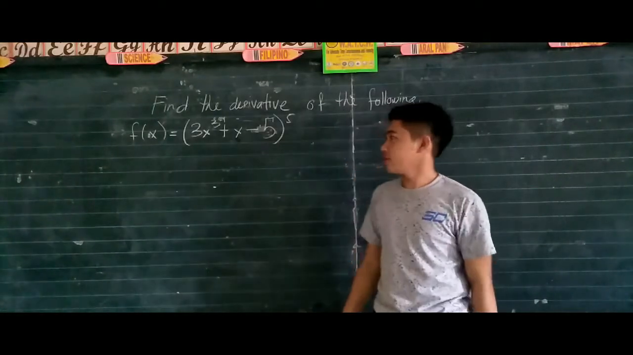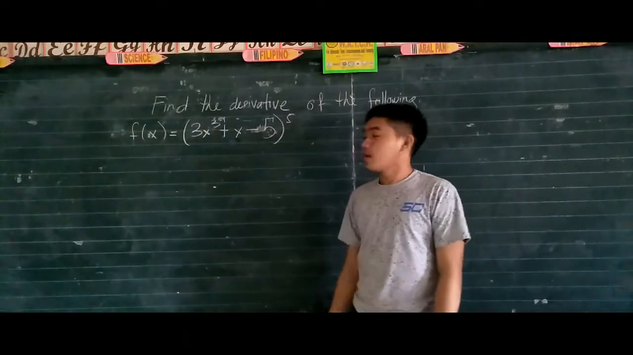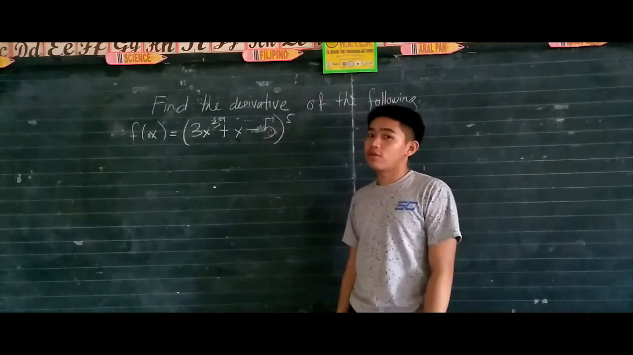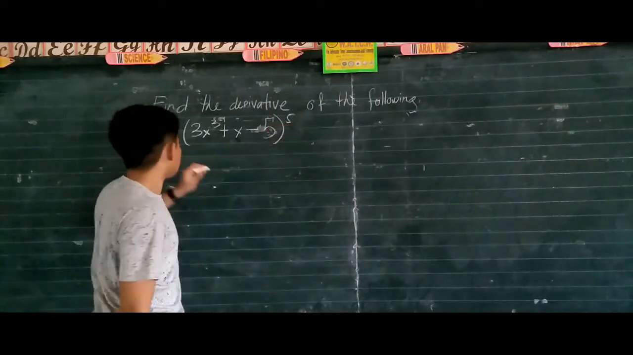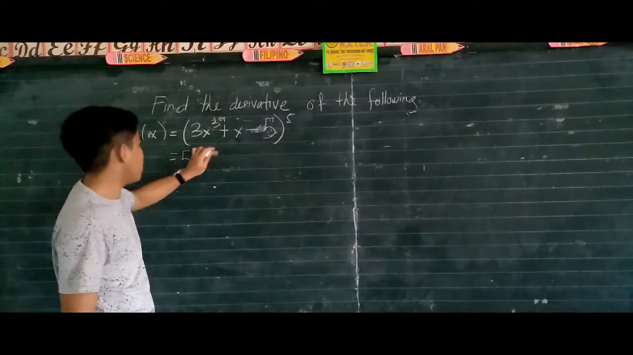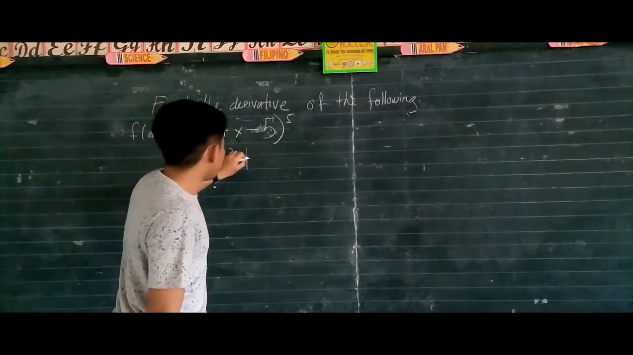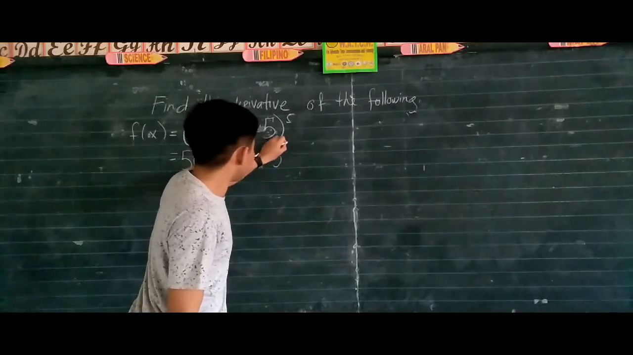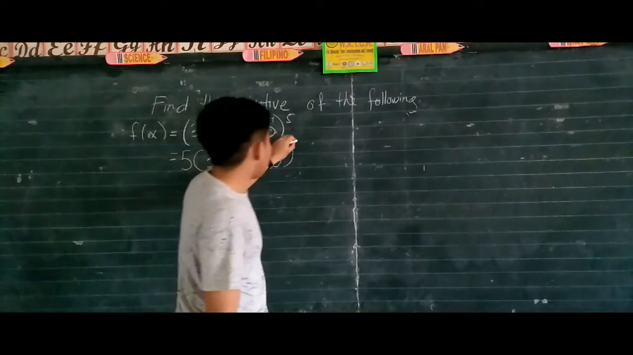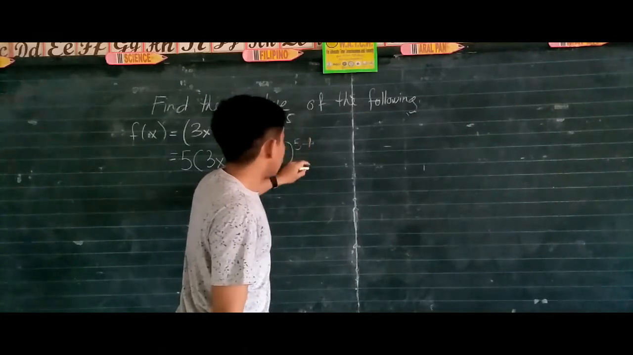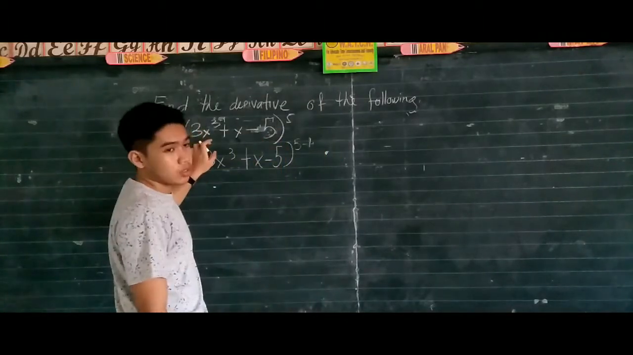So hi guys, our first example in finding the derivative using the chain rule is 3x cubed plus x minus 5, raised to the power of 5. First, we have to bring down 5 here. So we put this 5, then copy the 3x cubed plus x minus 5. You observe that we bring down 5 here, so we will put 5 minus 1, because we already brought down 1. Then times the derivative of 3x cubed plus x minus 5.